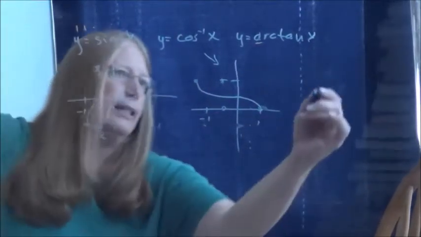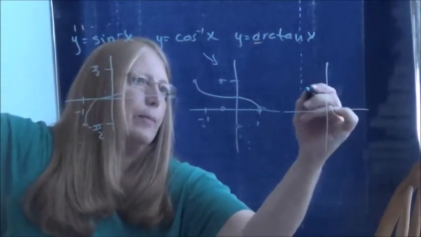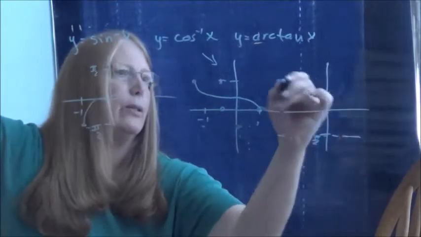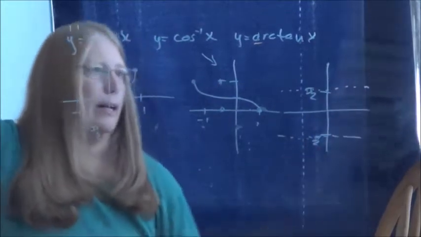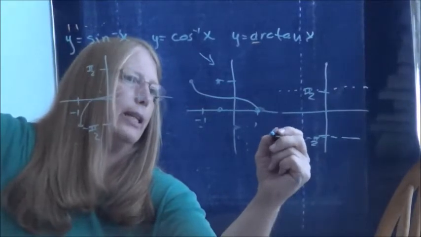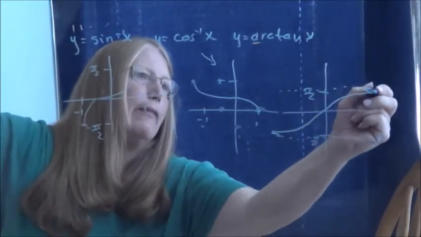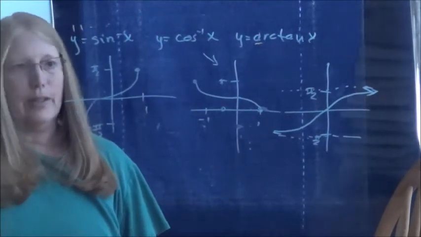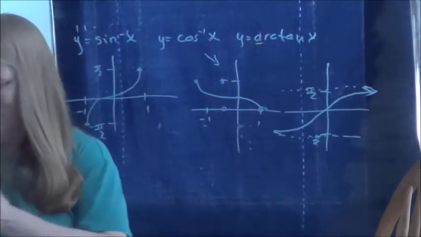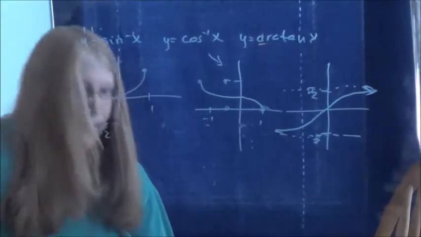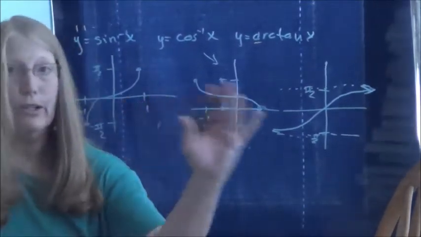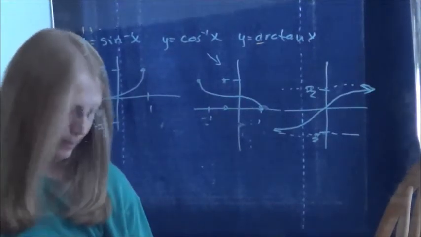And lastly, tangent. It goes up to pi over 2, down to negative pi over 2, where the vertical asymptotes have become horizontal, and it snakes on through like that forevermore. All right, so those you just have to be able to create on demand. The last thing, I want you to recall how to actually do inverse trig problems. So that's their graphs.